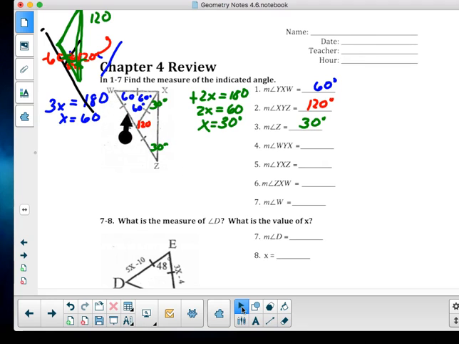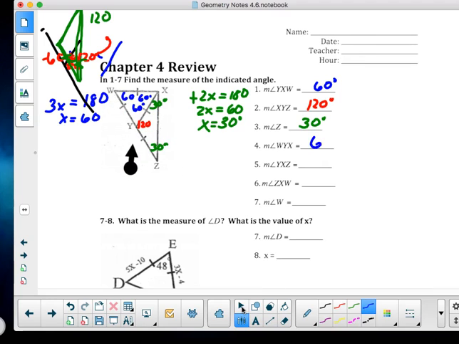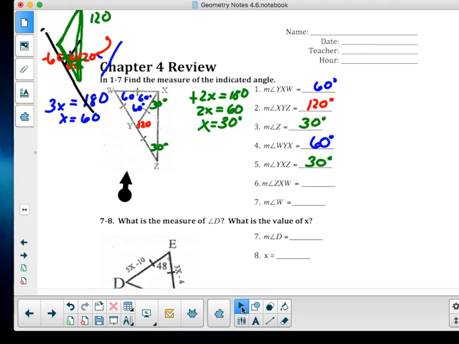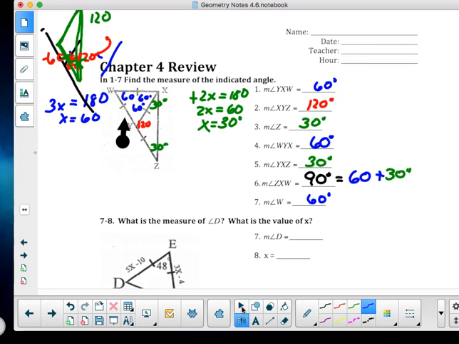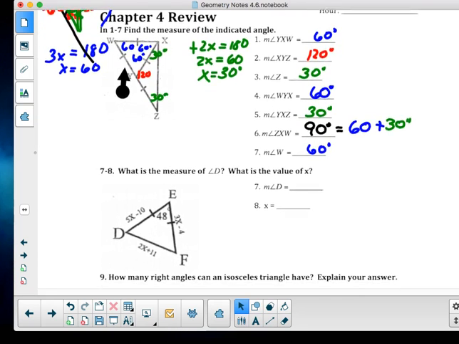WYX. WYX is 60 degrees. YXZ is 30 degrees. ZXW is 60 plus 30, so that makes it 90 degrees. And that is equal to my 60 degree angle plus my 30 degree angle. And then finally, I've got angle W out here, and that is a 60 degree angle. So that's me finding the angle measures in problems 1 through 7 without any numbers to start.